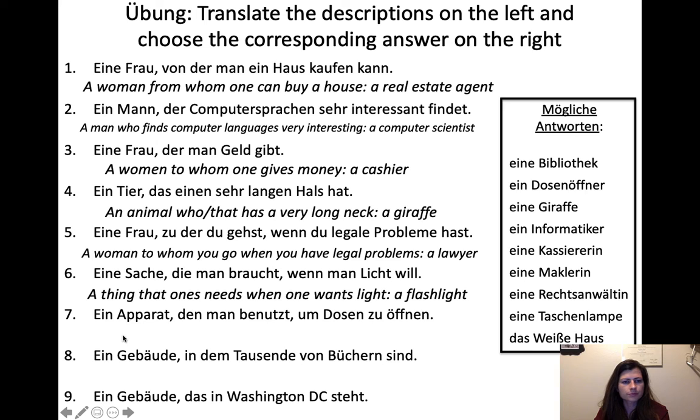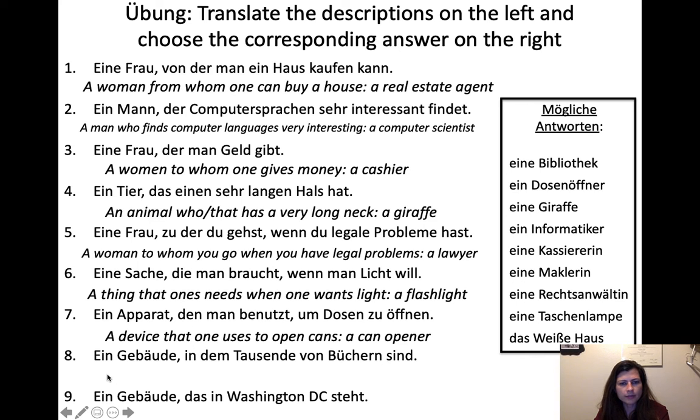Ein Apparat, den man benutzt, Dosen zu öffnen. A device that one uses to open cans, which is, of course, a can opener. Ein Dosenöffner. So, a device that one uses. Apparat is masculine, so that's why den. Man benutzt den Apparat. So, masculine accusative, relative pronoun.